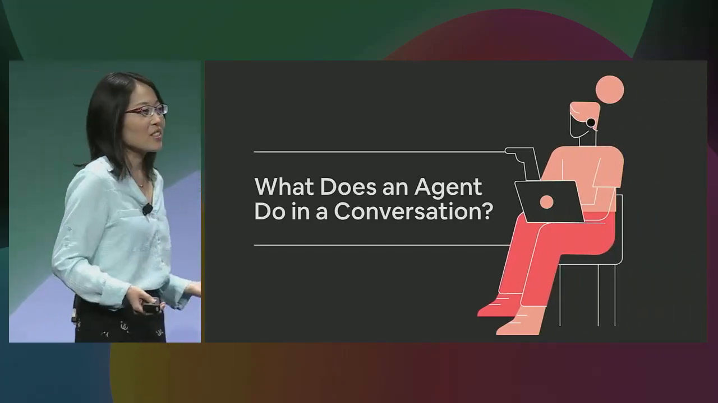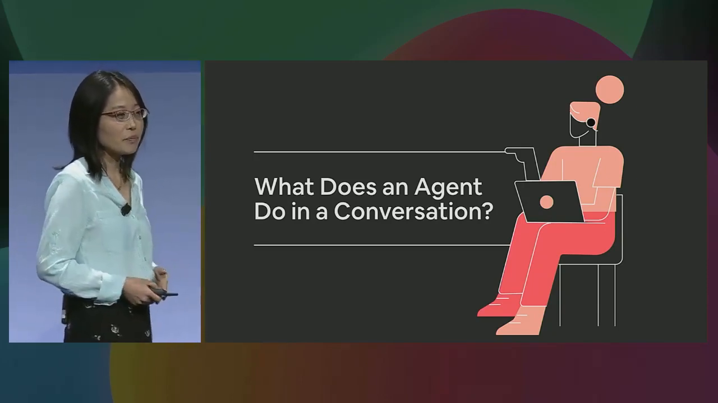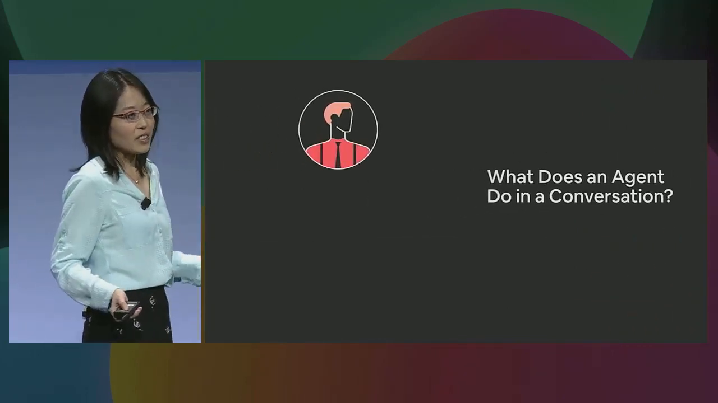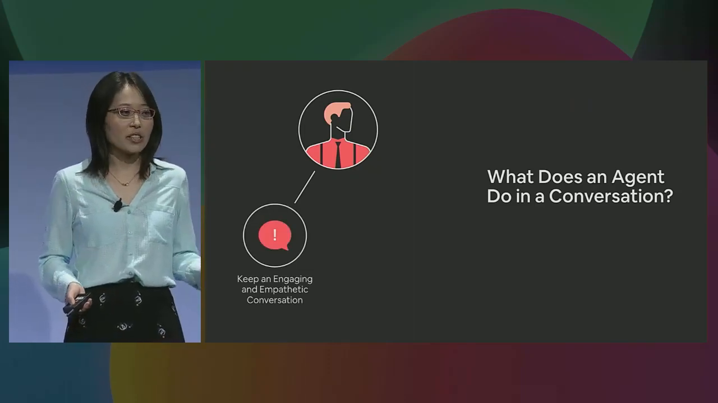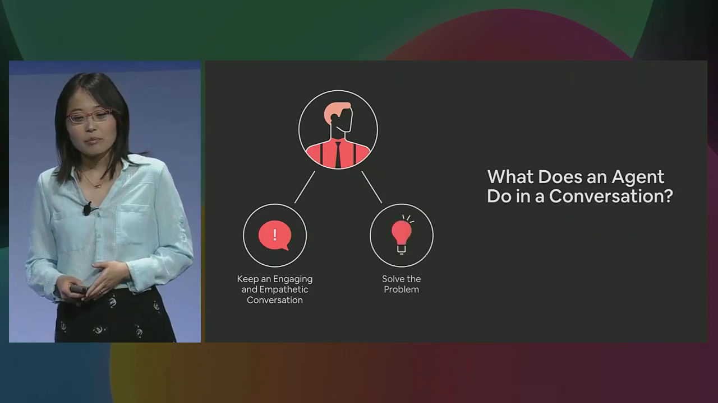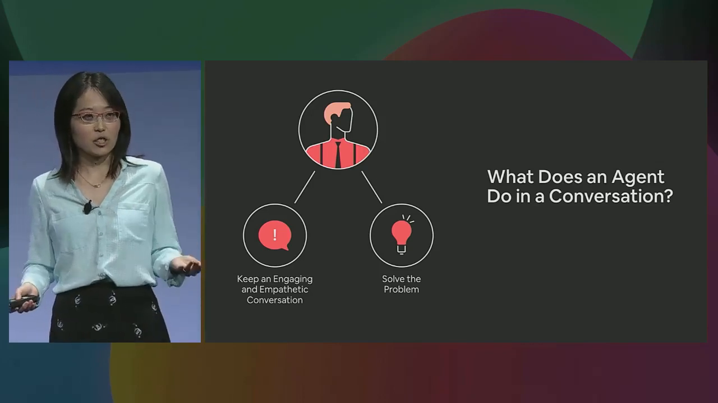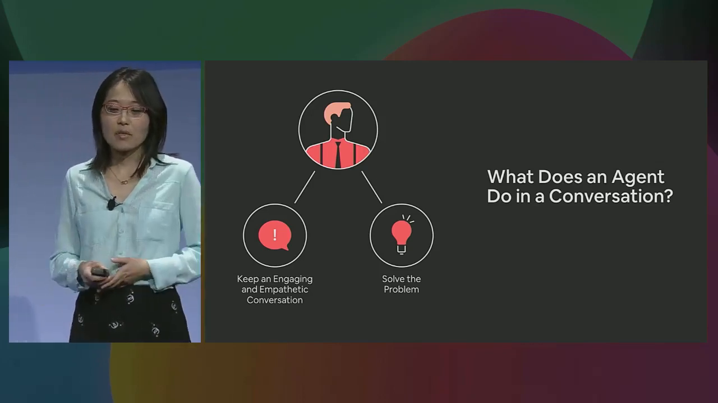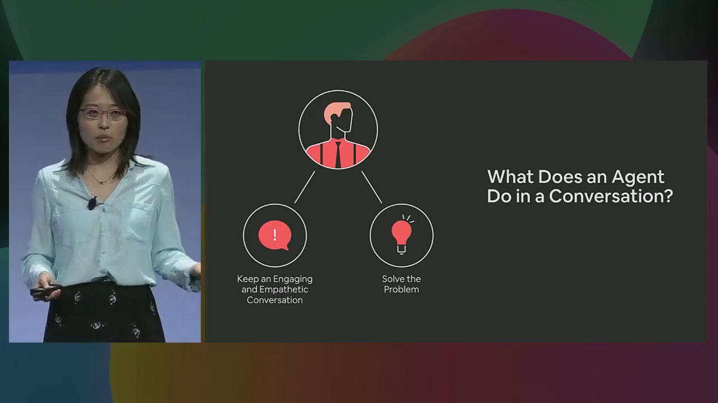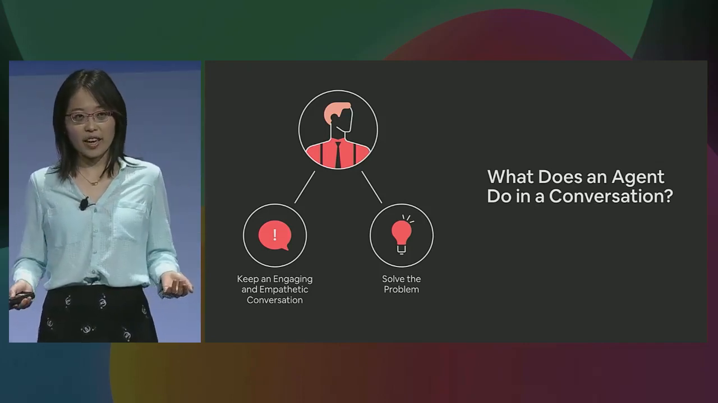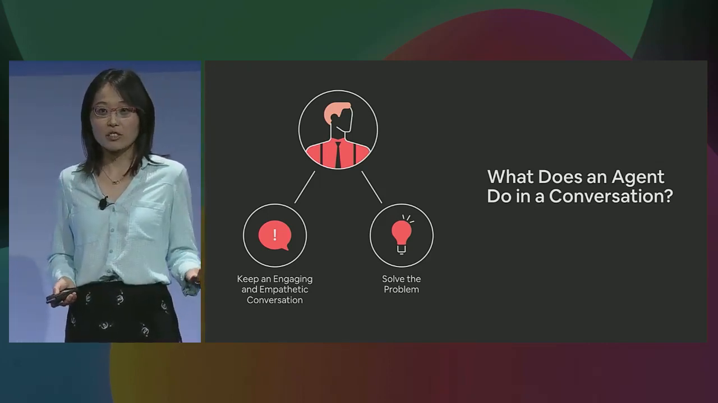This is our thought process of developing our product. We first ask, what does an agent do in a conversation? There are two major tasks an agent does in a conversation. The first, keep an engaging and empathetic conversation. Second, help the customer solve their problems. Courtesy and empathetic messages play an important role in the first task, while the second task can be quite complex. When the customer is not able to self-solve their problem and is chatting with the customer service agent, the problem usually requires lots of domain knowledge and expertise from the agent to solve.